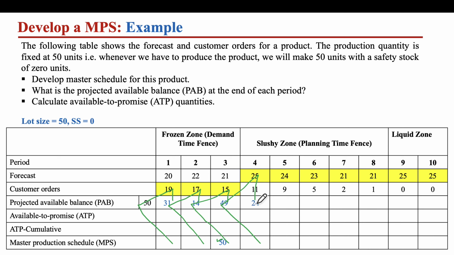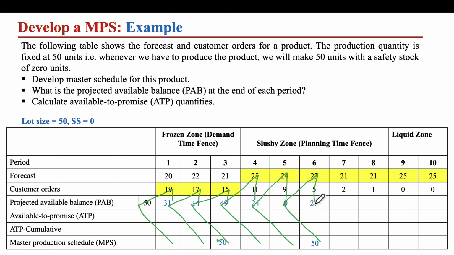Is this 24 sufficient to meet the demand for 24? Yes, it is sufficient. So no production here. And PAB will become 0 plus 24 is equal to 24 minus 24 is equal to 0. Is this 0 sufficient to meet the demand for 23? No. So which means we need to produce here something. And how much to produce? Lot size is 50. So we'll be producing here 50. PAB will become 50 plus 0 is equal to 50 minus 23 is equal to 27.